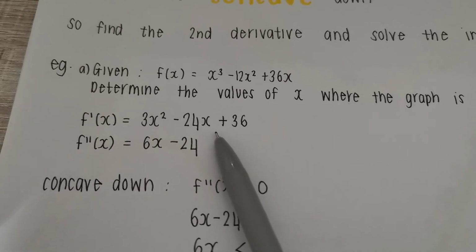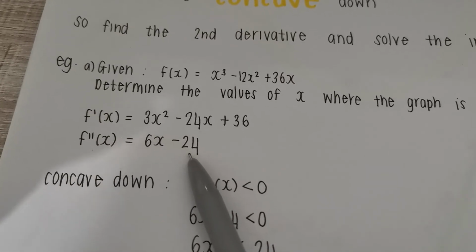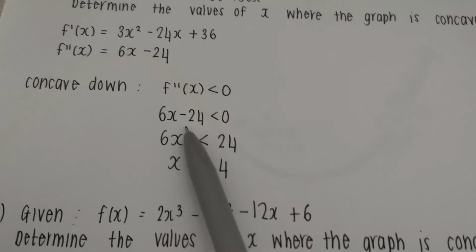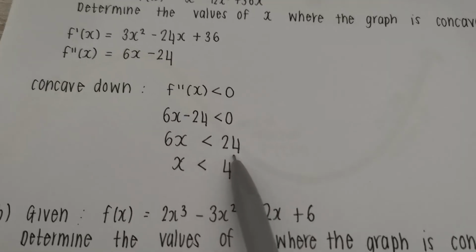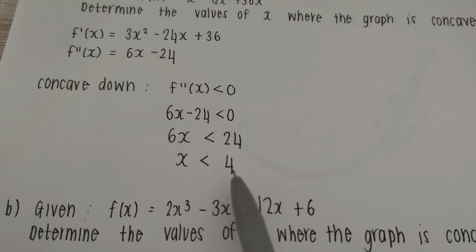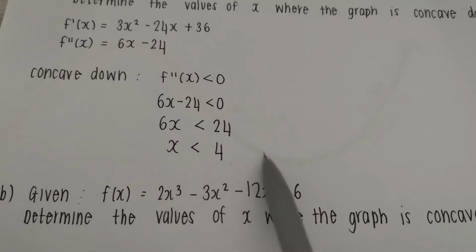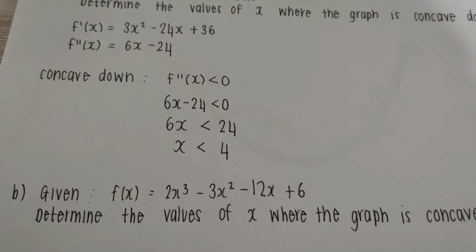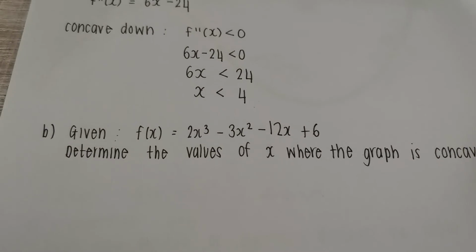See how I found the first derivative and then the second derivative? We know concave down is where it's less than 0, so I took this whole thing. There it is, less than 0. Okay, took the 24 over, divided both sides by 6, and I got x being less than 4. And that's my answer. So anywhere on my graph where x is less than 4, my graph is going to be concave down. Let's try this next example.